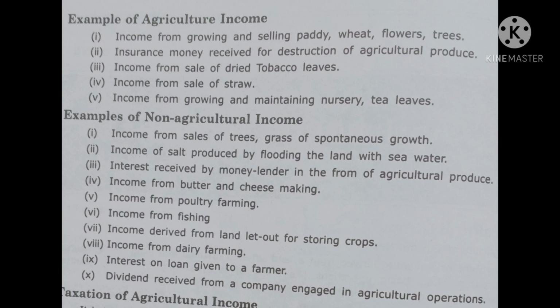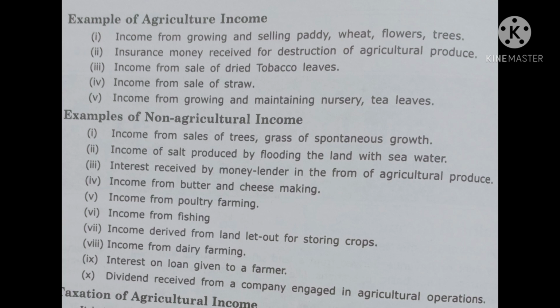Then fishing. Then land let out for storing crops. If you have given your land to someone else for storing their crops, then dairy farming. Then a loan given to a farmer, and you receive interest from that. Then if you are engaged in a company of agricultural operation and you receive dividend on that. So all these are non-agricultural income.